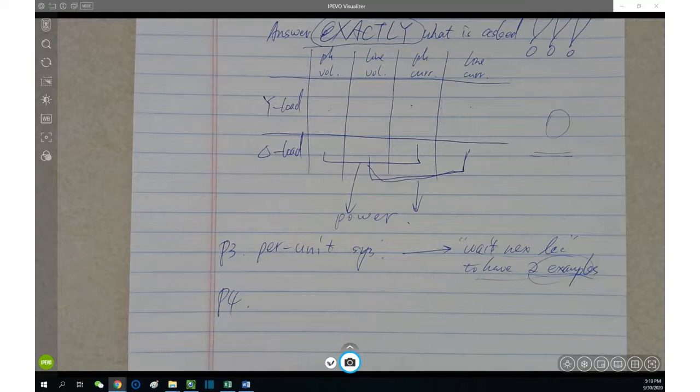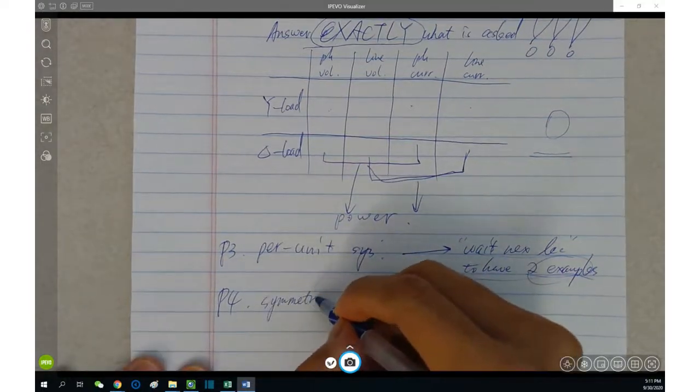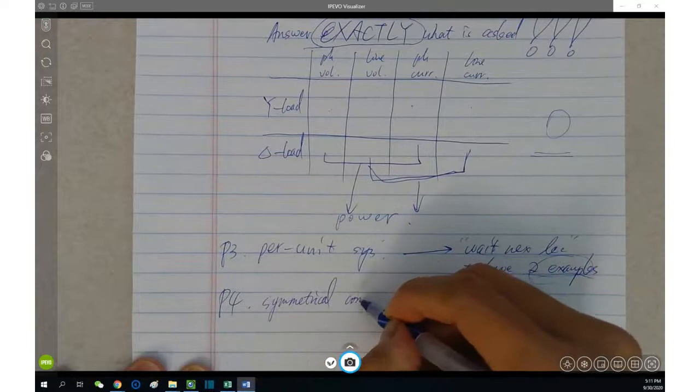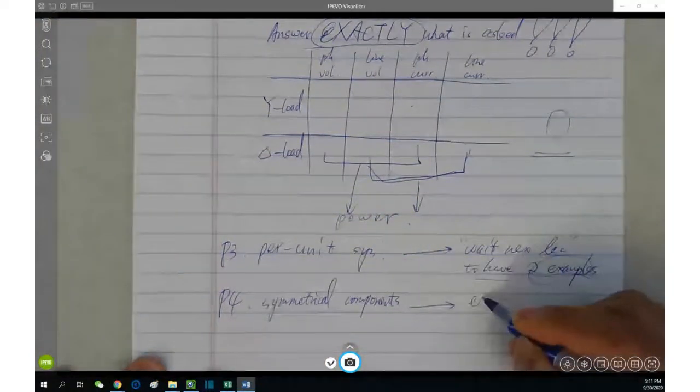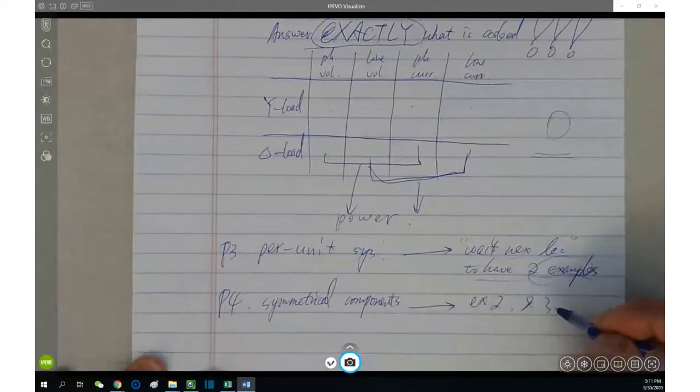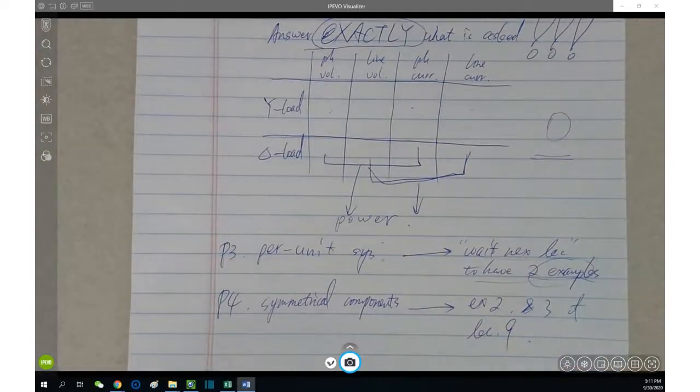All right, let's move on to problem 4. Problem 4 is symmetrical components. There's no surprise. Symmetrical components. Well, examples 2 and 3 of today's lecture, today is 9 in the notes.